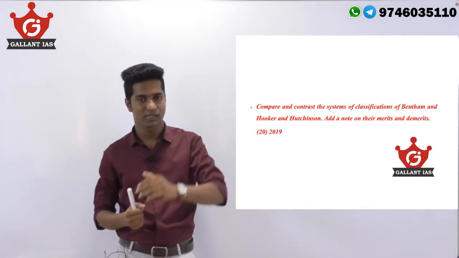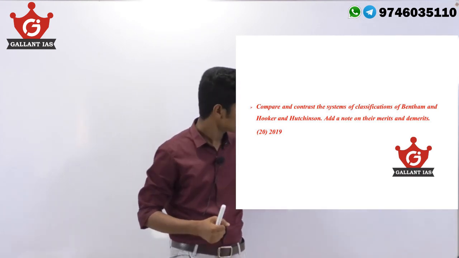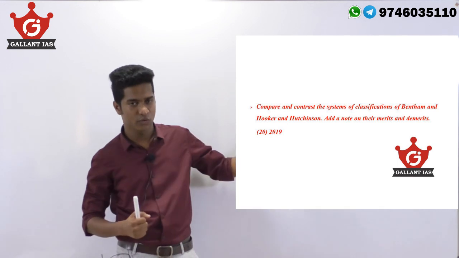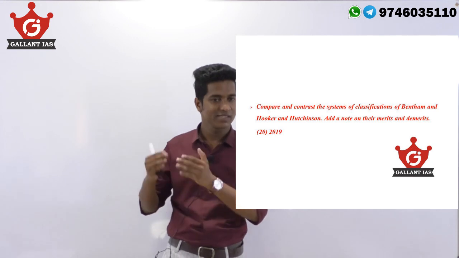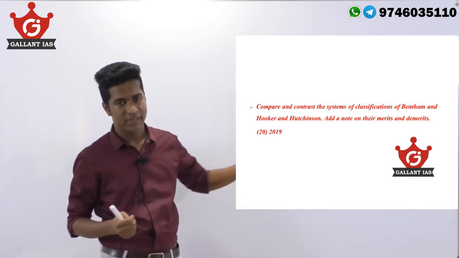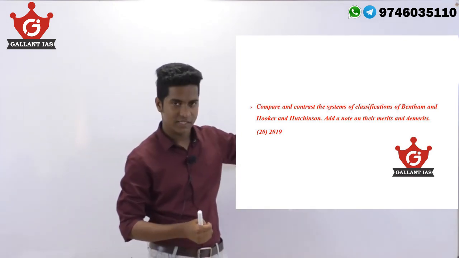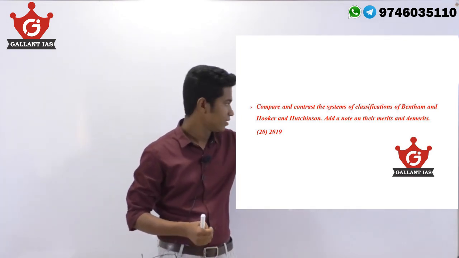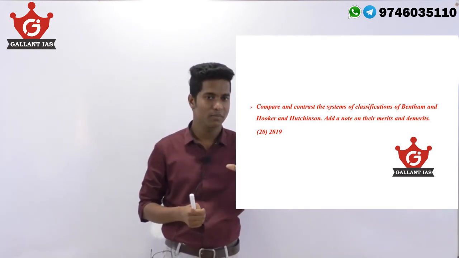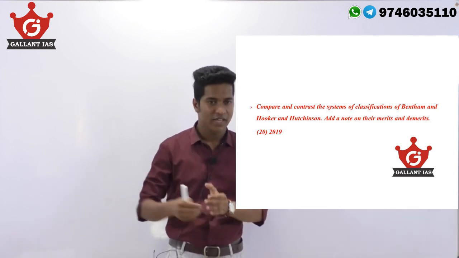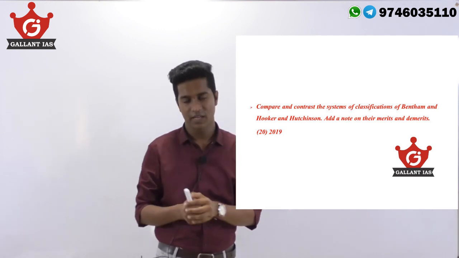Compare and contrast the systems of classification of Bentham and Hooker and Hutchinson, and add a note on the merits and demerits. So how can you write this answer? Compare and contrast: what do you mean by compare and contrast? You have to mention the similarities and dissimilarities of the Bentham and Hooker classification and the Hutchinson model of classification. And later, the question has another part, add a note on the merits and demerits. So you have to specifically mention the merits and demerits of the Bentham and Hooker classification and the Hutchinson model of classification. So this is the way to answer the question.